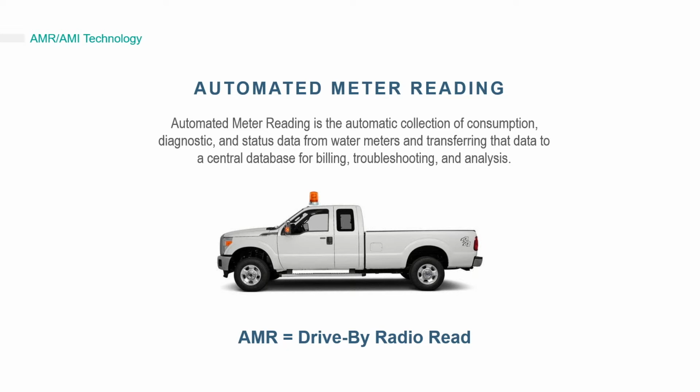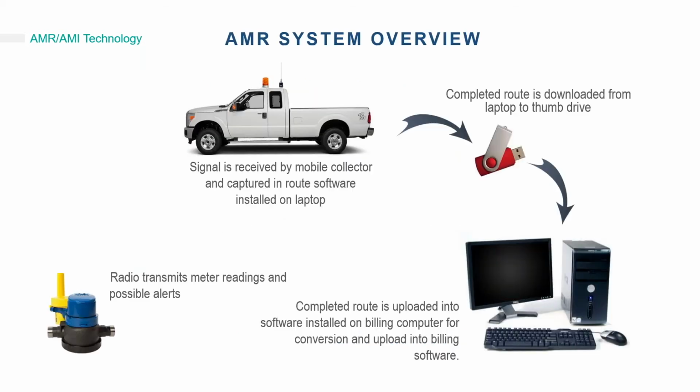AMR systems can be walk-by or drive-by, but regardless of how the meter reading is collected, the communication is generally one way. The meter talks to the metering device, but the device can't send a command back to the meter. There are a few manufacturers that do have two-way communication, but for the most part, it's generally one way.